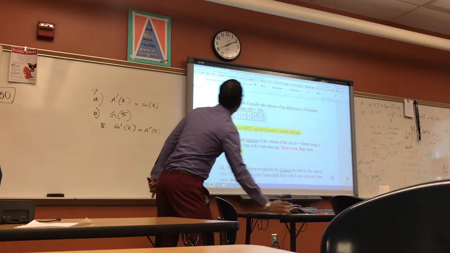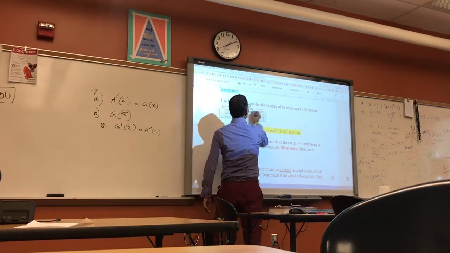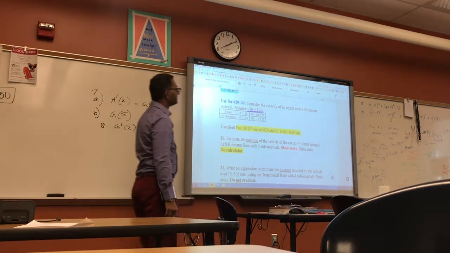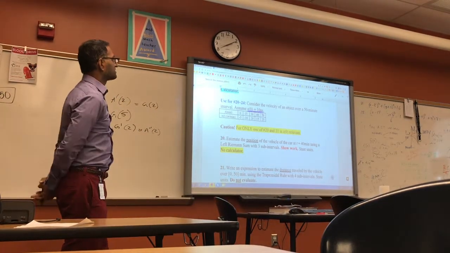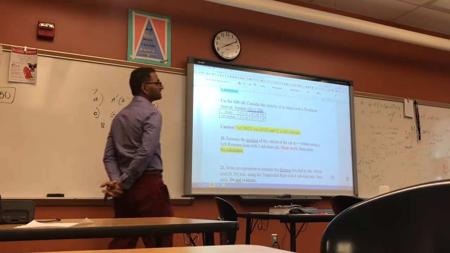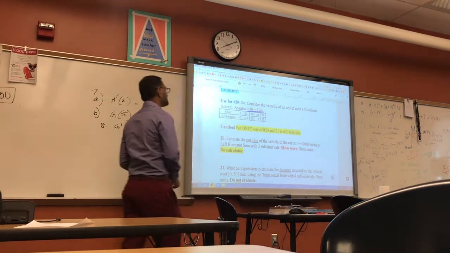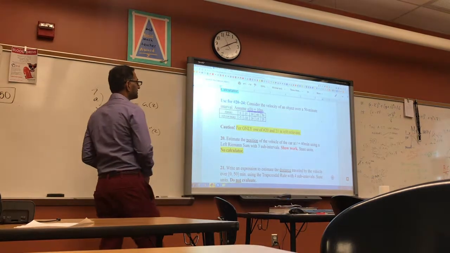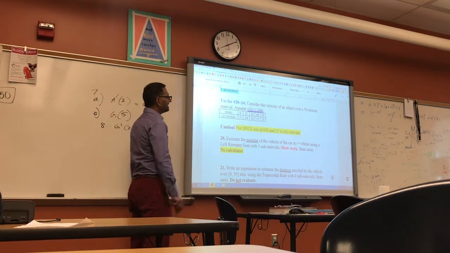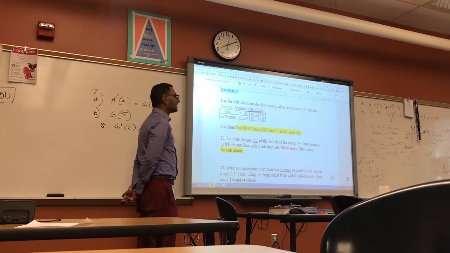Stay with me, please. Write this down. You don't need to copy this. Just copy this. I give you S of 0 equals 10. Consider the velocity of an object over a 15-minute interval, S of 0 equals 10. And I say, estimate the position of the vehicle at t equals 40 using a left Riemann sum with 3 subintervals. So, what do I need? I need S of 40.